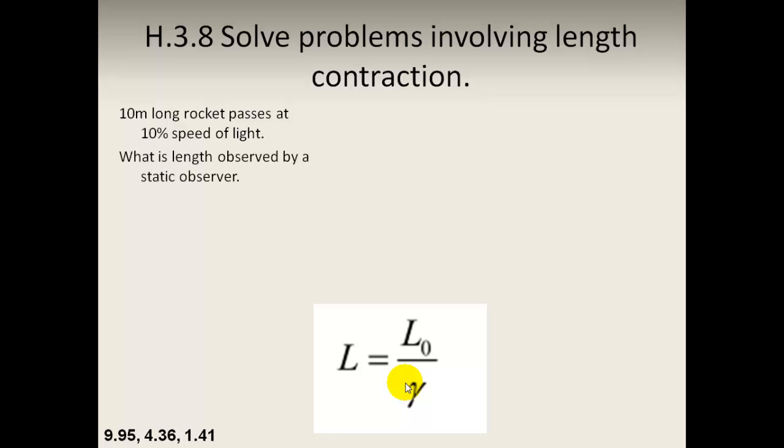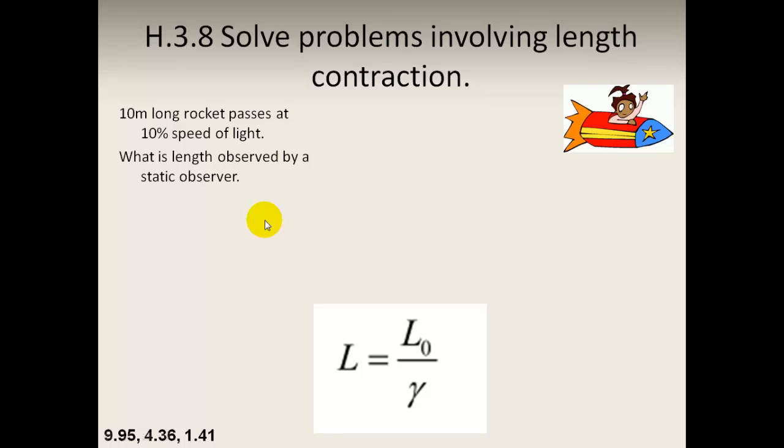So how do we measure this? So this is a rocket. We need to find out what we measure this 10-meter length to be. It will be a little bit less. In fact, it will actually be 9.95. So you could try to calculate that and see if you end up with this answer.